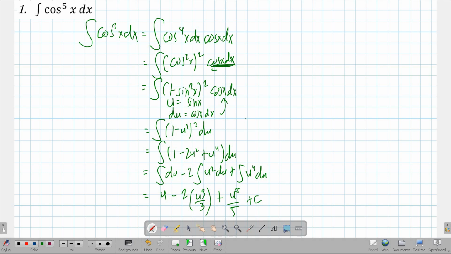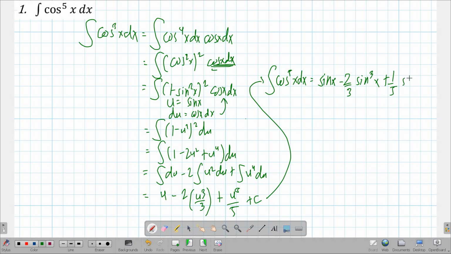Hence, let's rewrite it here. The integral of cosine to the 5th x dx is equal to sine x minus 2/3 sine cubed x plus, just bringing out the constants, 1/5 sine to the 5th x plus c. There you go.